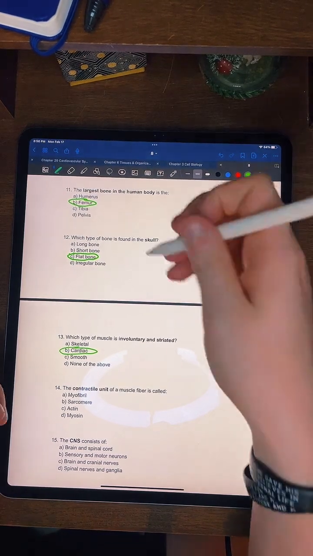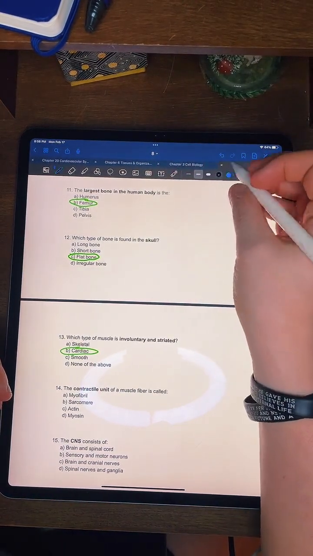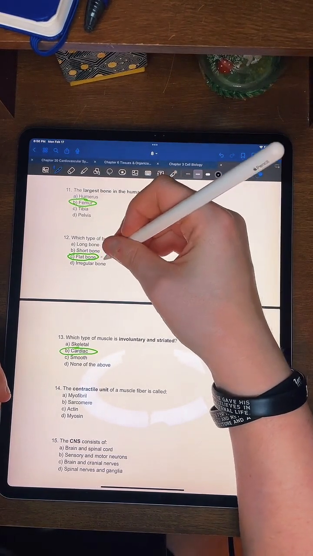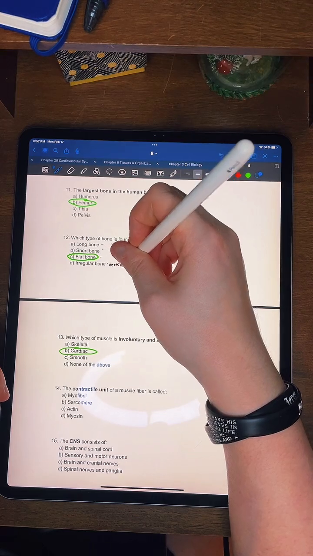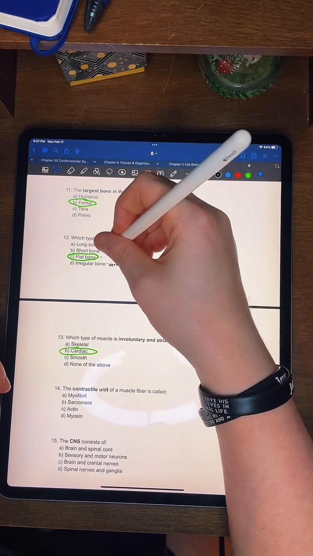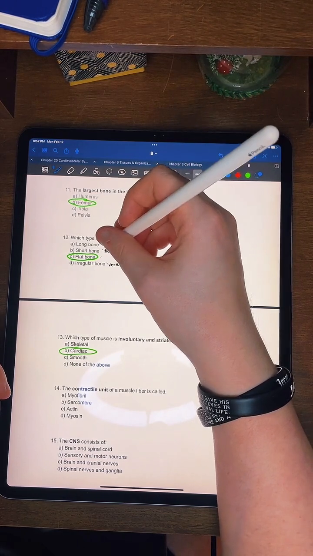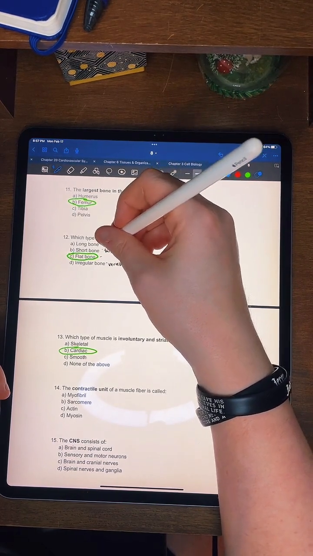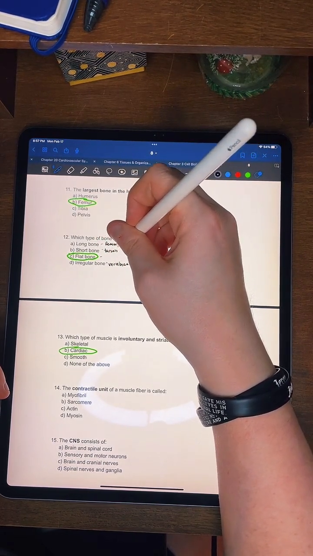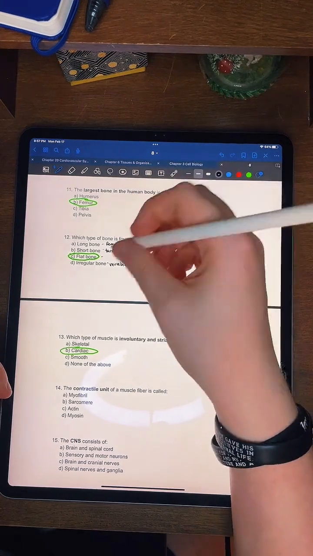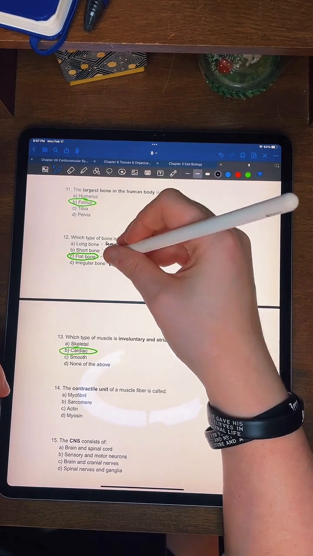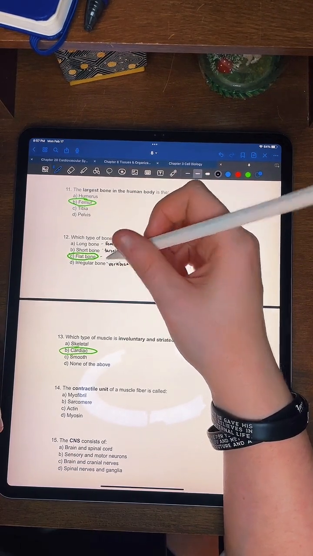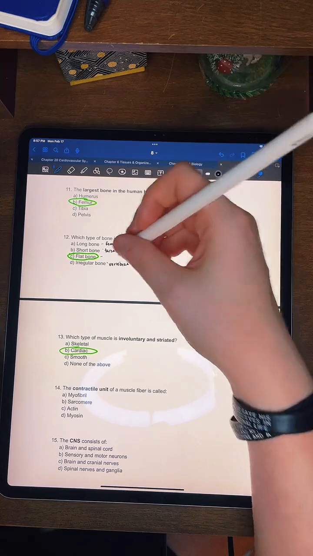So the long bone, let's see here. Irregular bones are like your vertebrae. Short bones are like your tarsals and metatarsals. And then long bones like femur, humerus. And flat bones are like the bones in your skull and stuff, or your scapula.